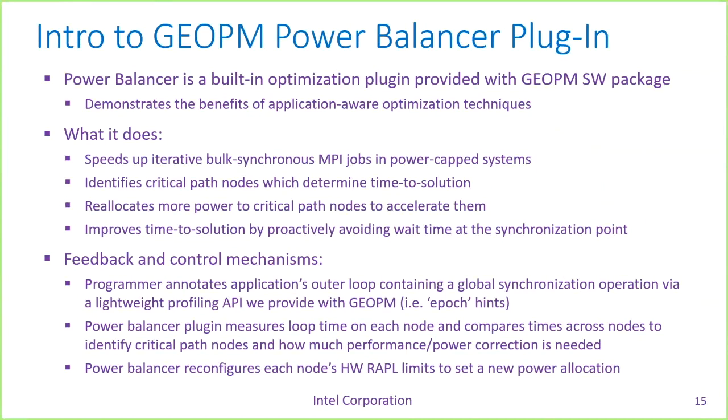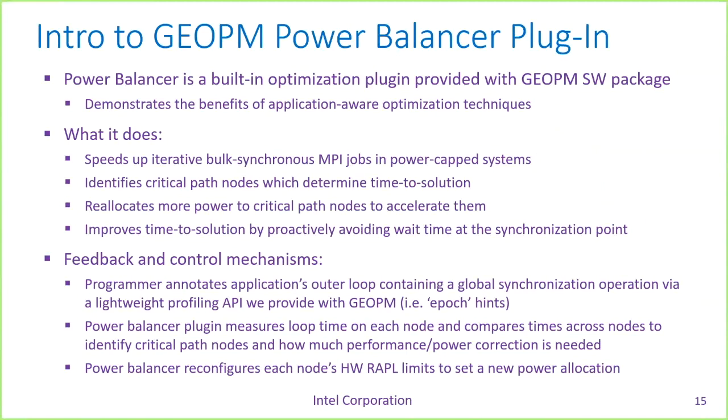And then the actual reallocation of power, the way we do that is by configuring each node's power cap. On the Intel systems that we did these experiments on, we have a feature called running average power limiting in Intel processors that allows you to set a power cap for the processors, and we're reconfiguring that as we go along to set new power allocations.